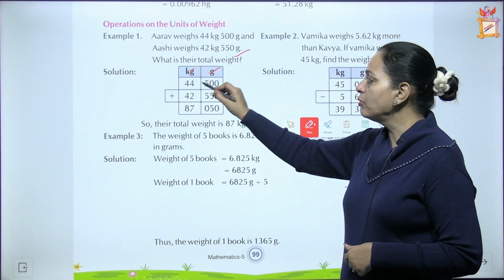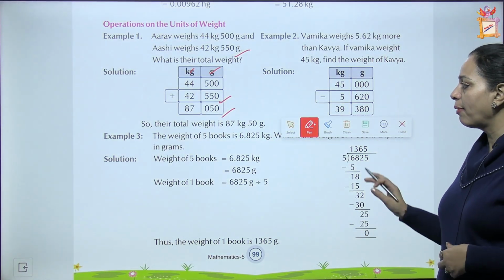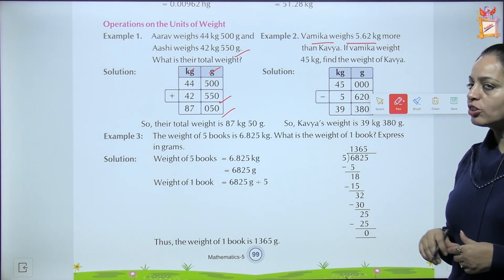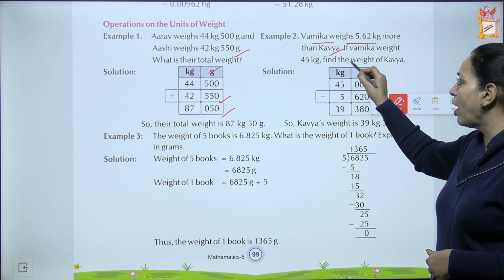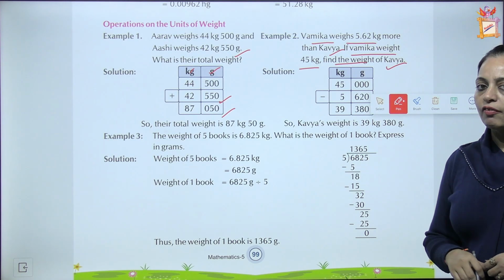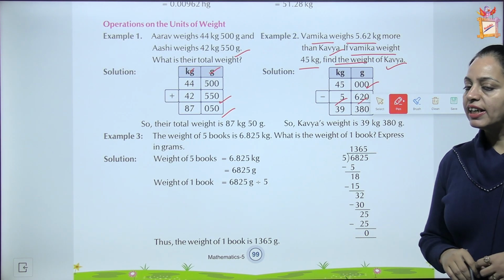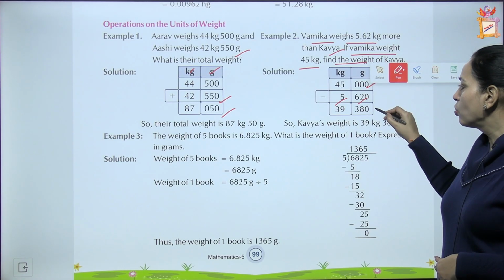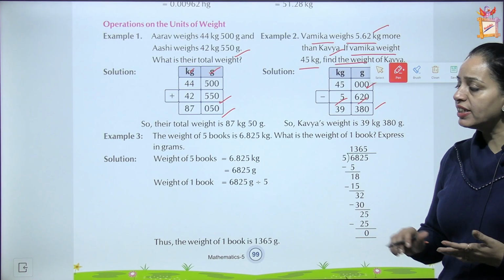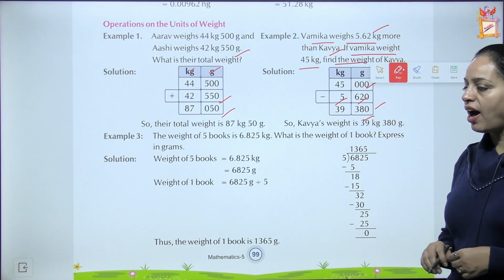So kg and gram, two columns we have to make, write the numbers and then just add the numbers. So this is the answer. Now this example, Vamika weighs 5.62 kg more than Kavya. If Vamika's weight is 45 kg, find the weight of Kavya. It means 45 plus 5 kg, 620 gram. Because it is kg and gram would be in 3 digits, so you will write 620 here, right? So this is the answer.